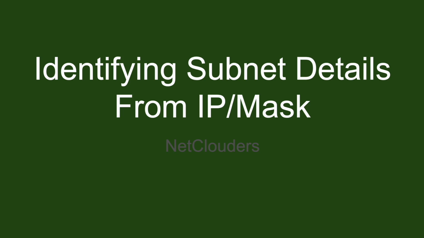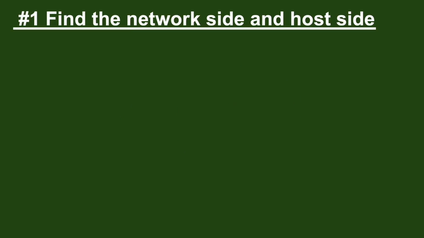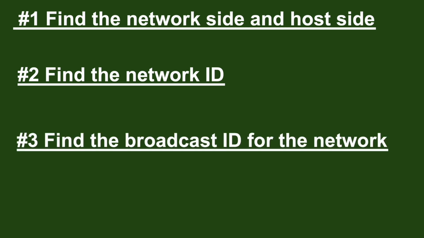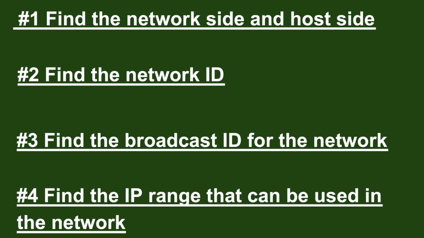In this session, let's quickly identify the subnet details given an IP address and a mask. What we're going to do is, once we get an IP address and mask, we'll find the network side and host side of that IP address. Once we identify that, we will identify the network ID or the subnet ID of that particular IP address. In the third step, we are going to find the broadcast ID for that network in a very simple manner. And finally, we are going to see the IP range that can be used in that network.